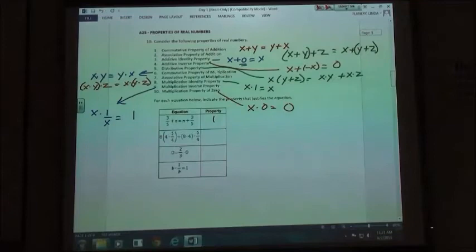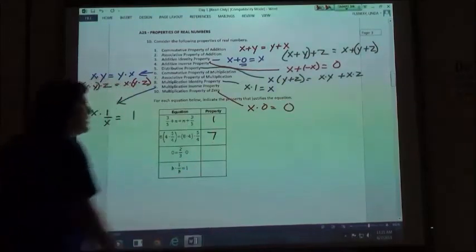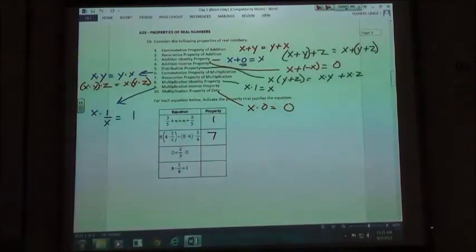The next one is a multiplying property, so that tells me it's 6 through 10. I have 8 times 4 times 5/4, and I changed it to 8 times 4 times 5/4. And what property is that? Associative property of multiplication. So that's number 7. The next one, 0 equals 2/3 times 0.